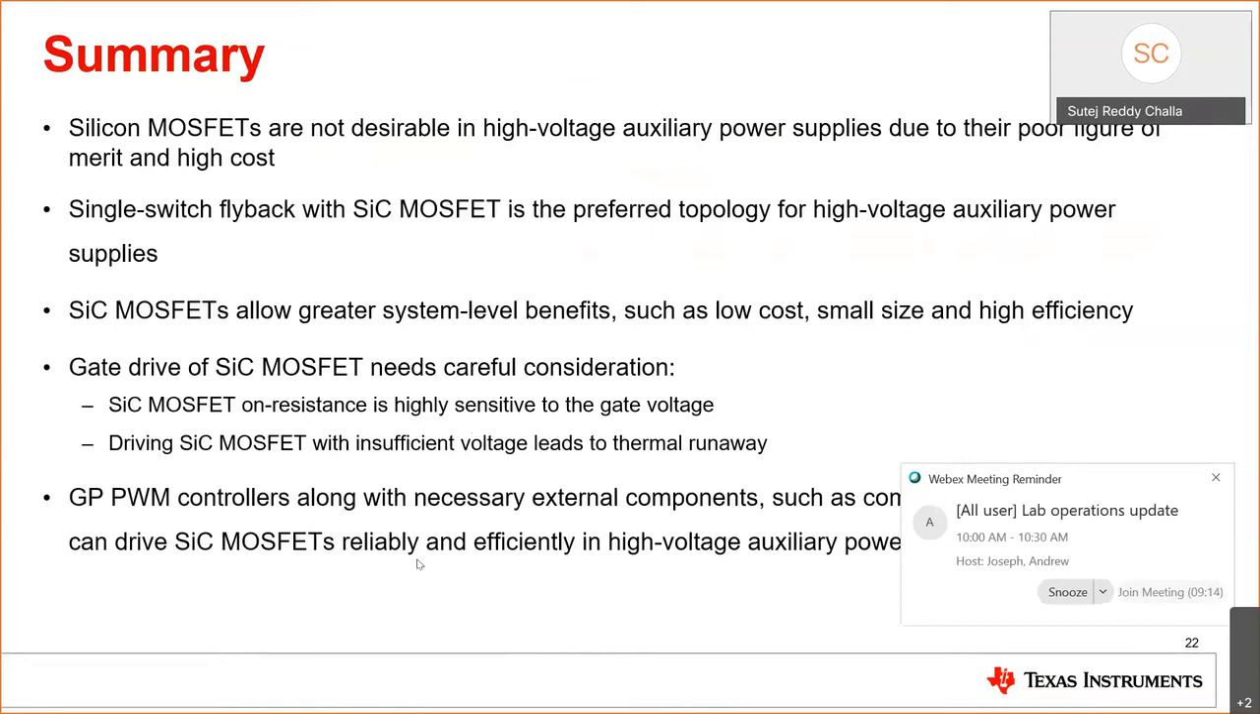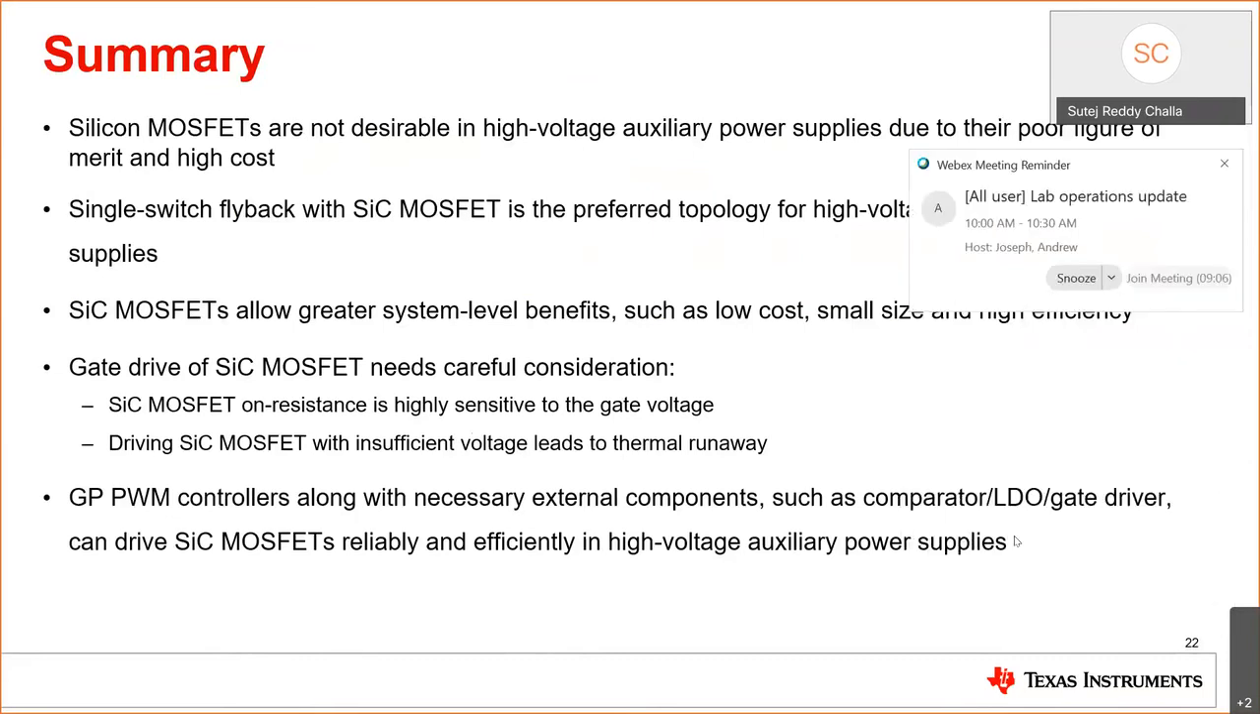And finally, existing general purpose PWM controllers can be used with necessary external components such as the UVLO comparator, LDO, and gate driver to drive the SiC MOSFETs reliably and efficiently in high voltage aux power supplies.